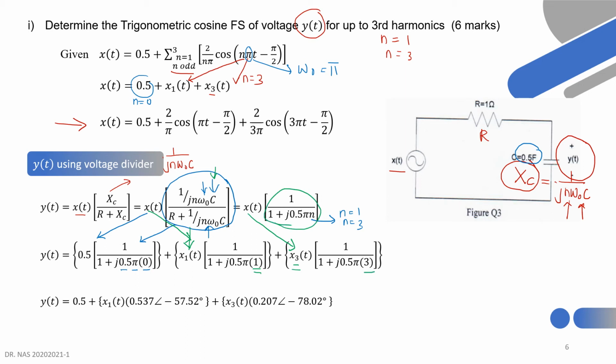So now you need to solve the rectangular function, in which you need to convert this rectangular function into polar form. Then finalize your equation. So x1 in this case equals this, and x3 equals this equation. So you need to complete your derivation and calculation, and at the end you get your y(t).